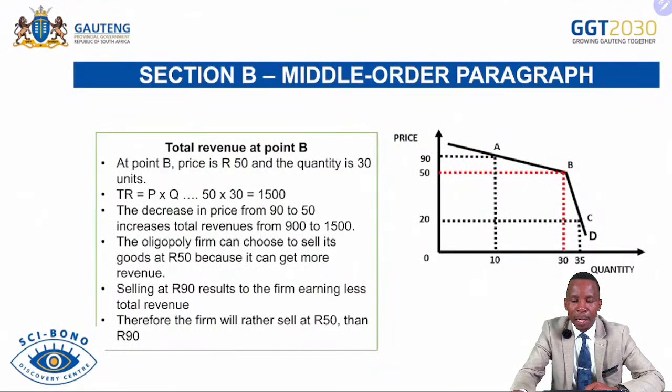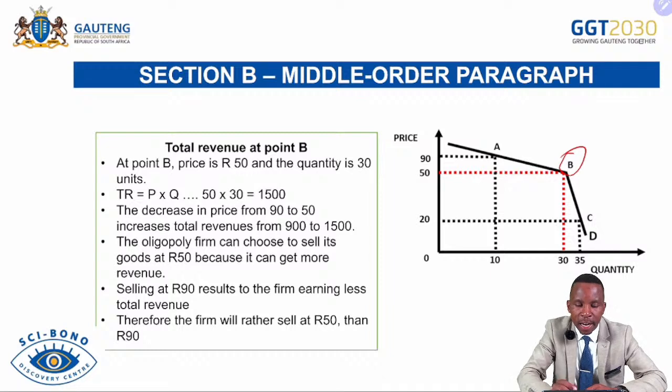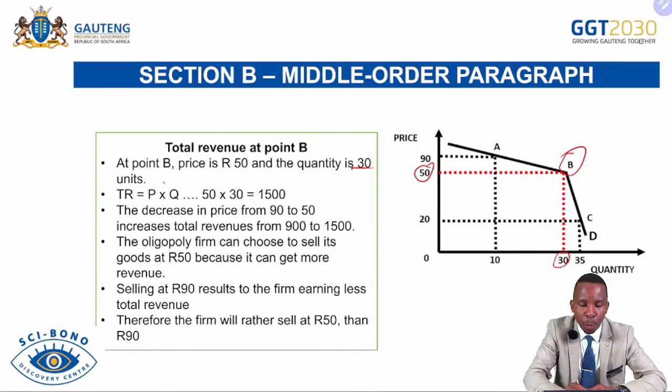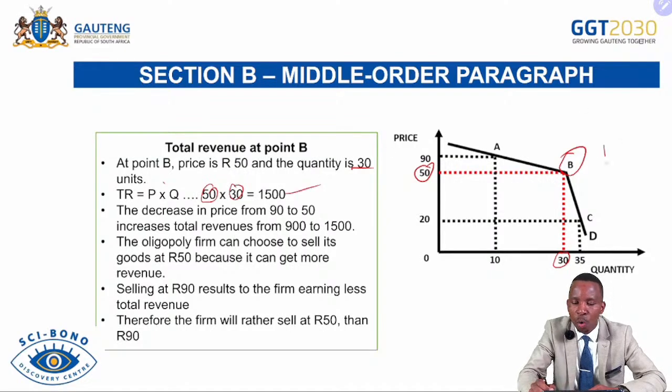And then at point B, the price is 50 Rand and the quantity is 30 units. Now, our total revenue is TR equals P times Q. P is 50 and Q is 30. That will give us 1,500. Remember, we had 900 here and then we have 1,500.